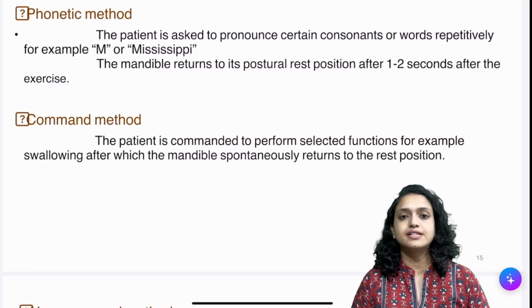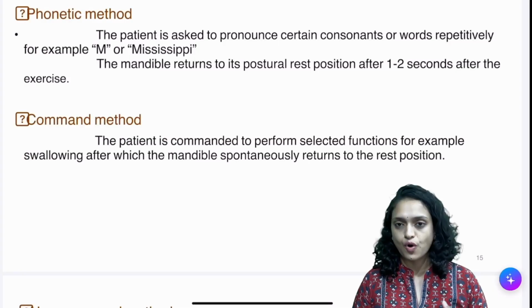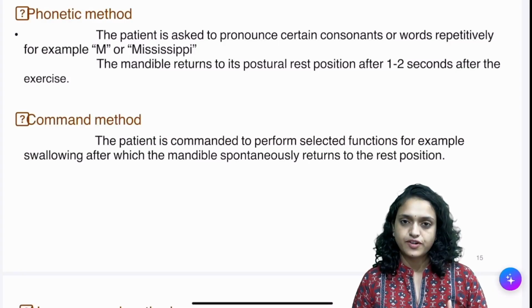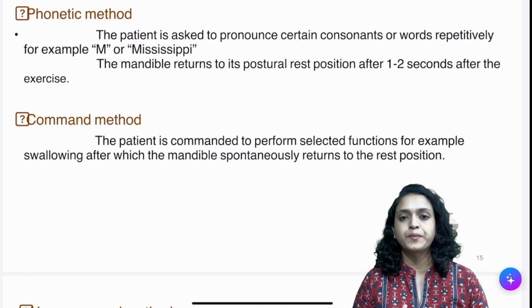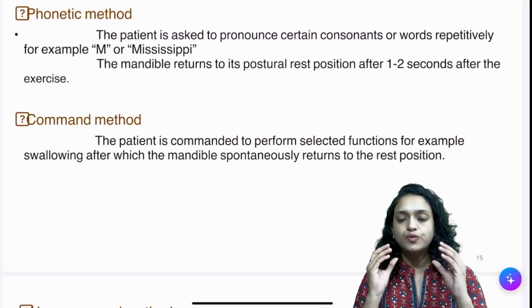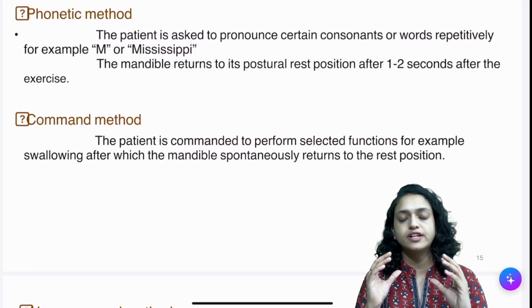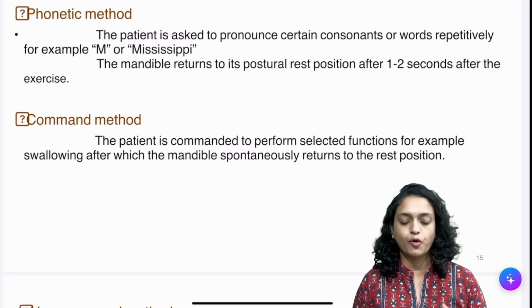The second method is the command method. You ask the patient to open their mouth, and you ask the patient to swallow. Once they complete the function, they will automatically come to a postural rest position. Generally we ask the patient to just swallow their saliva. They'll swallow and come to a rest position, and you record the rest position at that point.